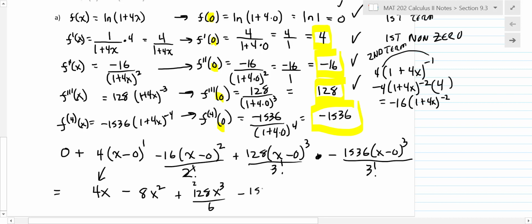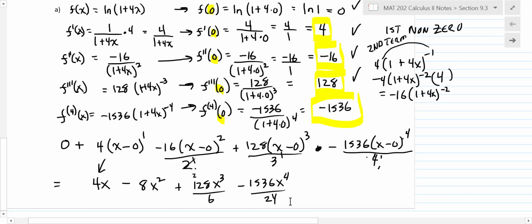Then I have 1536 x to the third, and that should have been a 4 factorial. No. Where did I mess up? 2, 3. Oh, here's where I messed up. That should be a 4th power, and that should be over 4 factorial. Sorry about that. Okay, so the exponents go up, so that would be 4. Let's see, 4 factorial is 4 times 3 times 2, so what is that, 24? So you'd have that. That would be your first 4 terms, like that, okay?